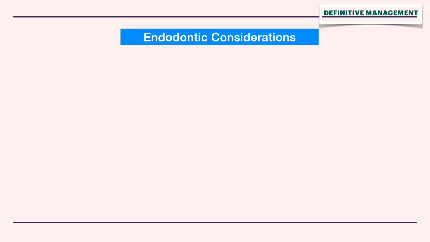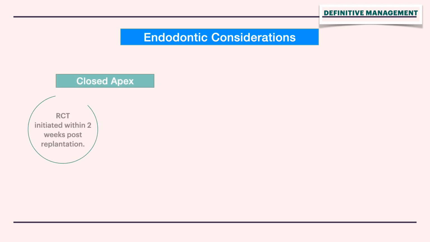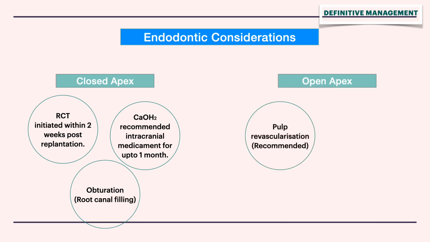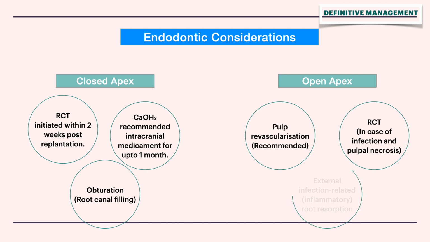The endodontic treatment is dictated by the maturity of the root. In case of closed apex, it is recommended to initiate root canal treatment within 2 weeks post replantation with calcium hydroxide dressing for 1 month followed by obturation. In case of immature tooth with an open apex, spontaneous healing can occur in the form of new connective tissue with vascular supply. However, in cases where spontaneous revascularization does not occur or there are signs of pulp infection and necrosis, root canal treatment is to be started as there is risk of external infection related inflammatory root resorption.